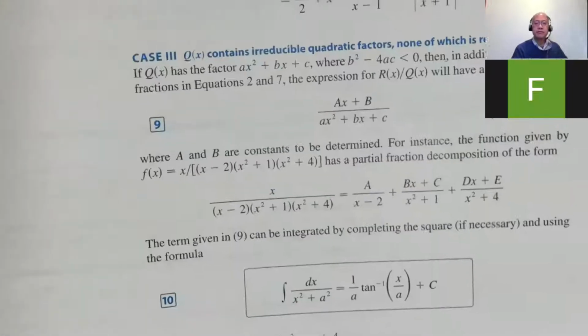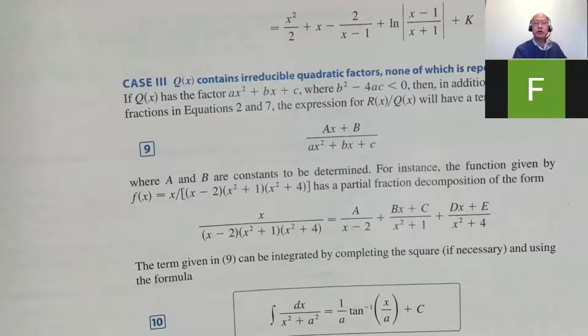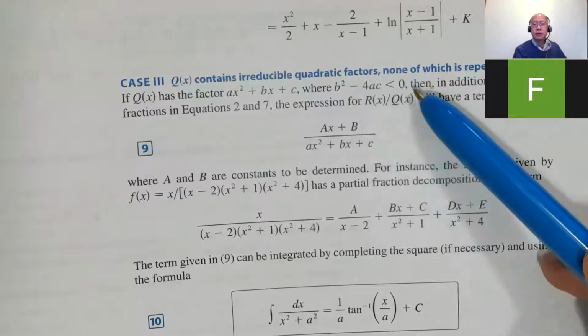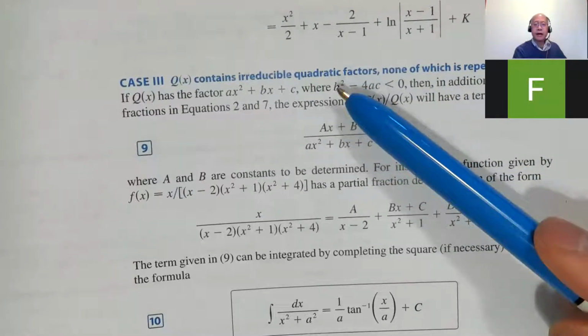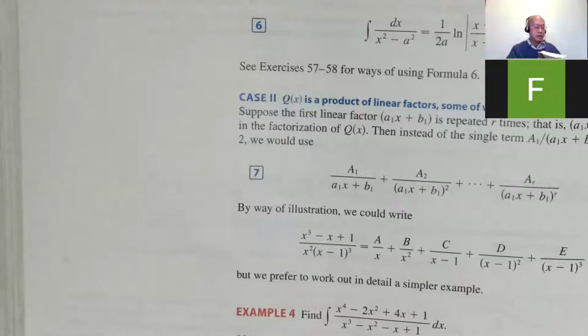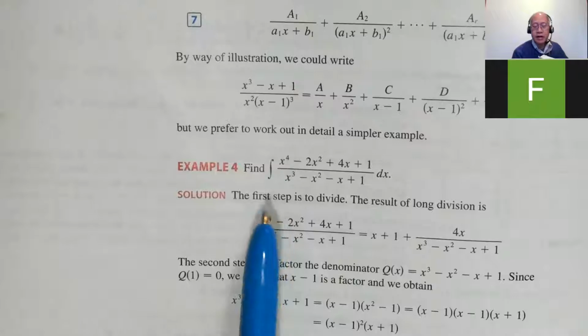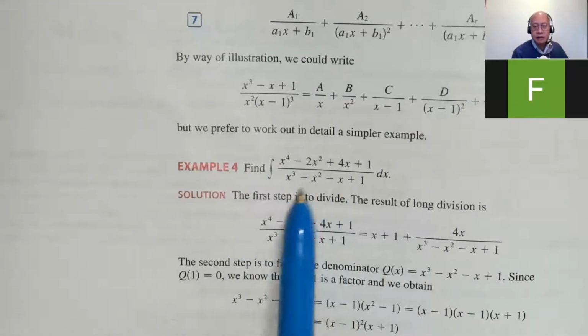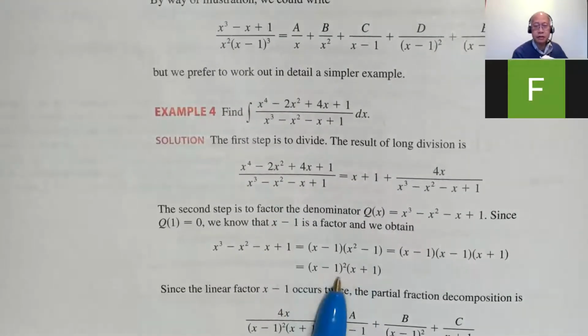Case 3. Irreducible quadratic factors, none of which is repeated. Irreducible quadratic. The quadratic cannot be factored. And one thing about these is we could factor it, right? This is a cubic, but we got it a factor. We factored down to this, I guess, right?